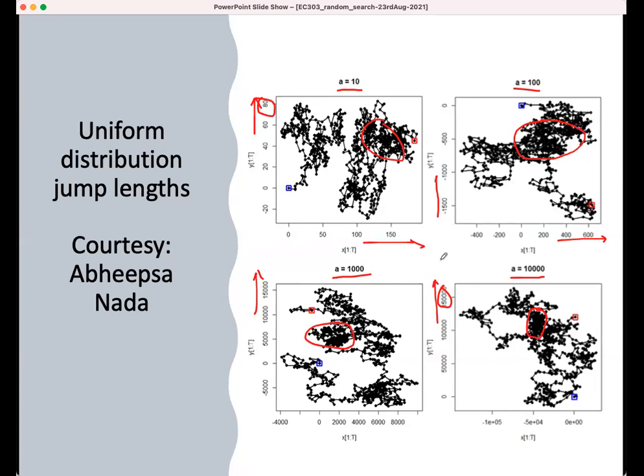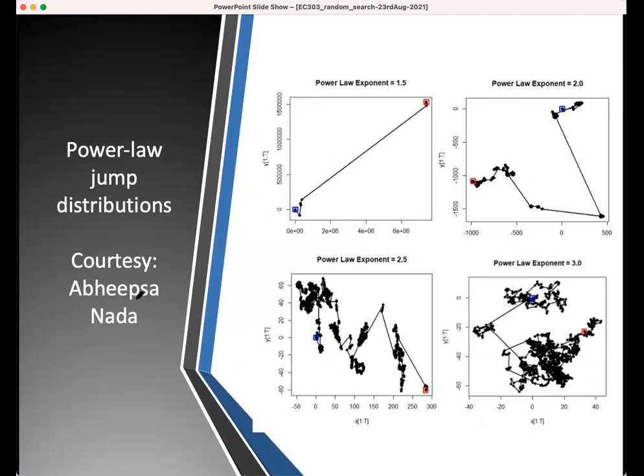Okay, let's now move forward to looking at power law distributions again from Abhishek's assignment submission. Okay, so this is a power law exponent at 1.5, 2, 2.5, and 3. Do you see difference as a function of mu? I don't think I even need to say, it's very, very evident. Okay. So, but what is it though? So compare the axis ranges.